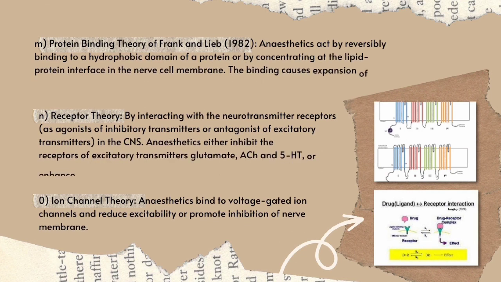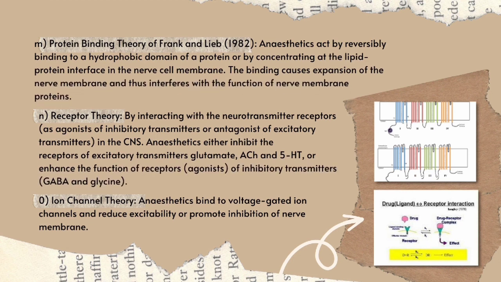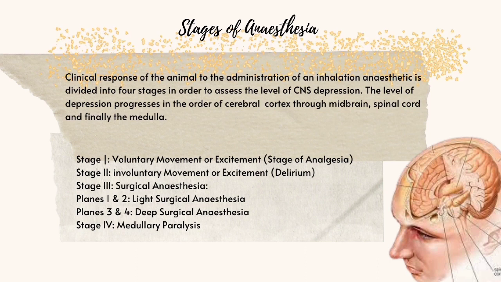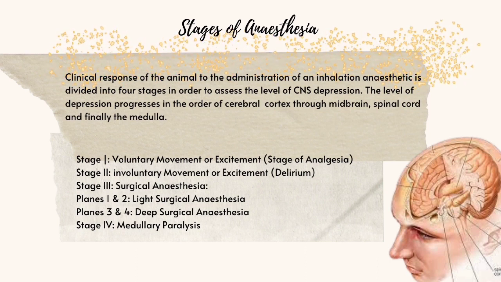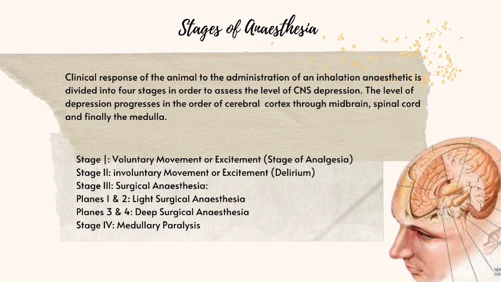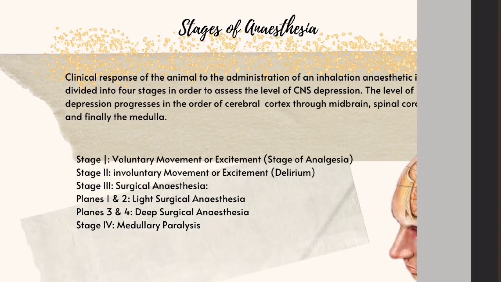We also have the receptor theory, in which anesthetics interact with neurotransmitter receptors. And the ion channel theory, in which anesthetics bind to voltage-gated ion channels and reduce excitability or promote inhibition of the nerve membrane. The clinical response of an animal to the administration of an inhalation anesthetic is divided into 4 stages in order to assess the level of CNS depression. The level of depression progresses in the order of cerebral cortex, midbrain, spinal cord, and finally the medulla, wherein there are 4 stages of anesthesia: stage 1, stage 2, stage 3, and stage 4.